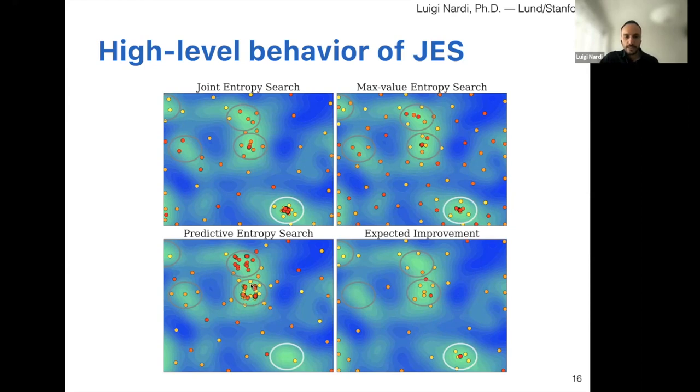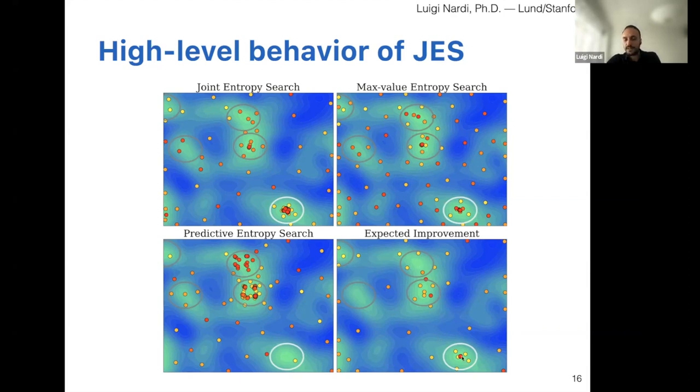But what is interesting here is that there is this circle where the PES gets really convinced that the optimum is around there, but it never really goes and checks what's going on in the location of the optimum, right? Because the model is so confident that there is an optimum there that it just skips that, and this may actually lead to some weird behaviors in general.